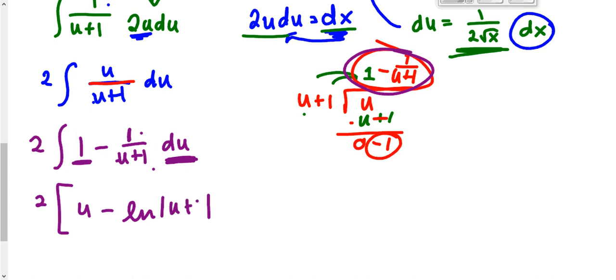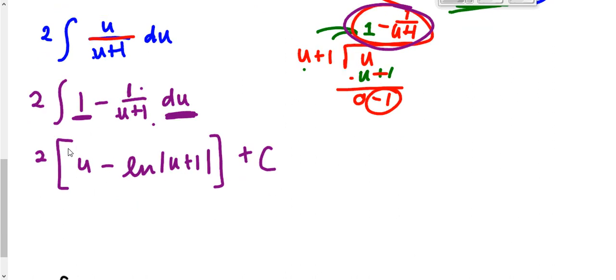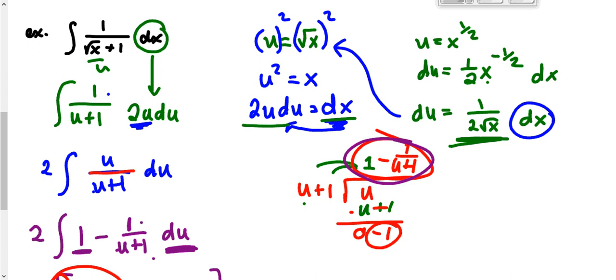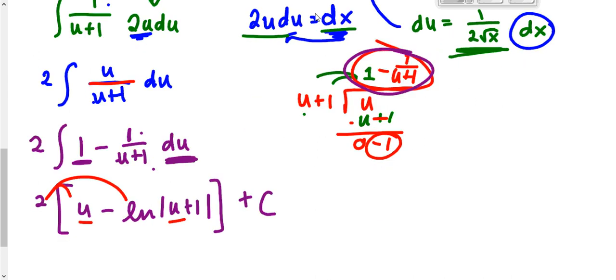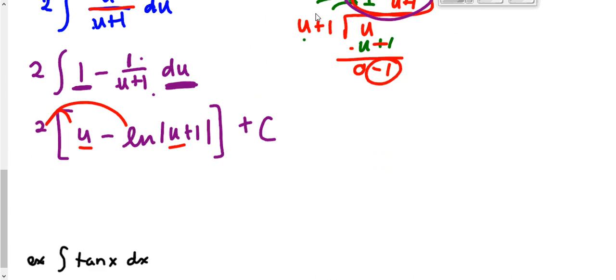So it's going to be just u plus 1. Kind of skip the u substitution there. And then plus c. And then we can put our x's back in. So we'll distribute this 2 again and put our x's. So u is the square root of x. So that's what we're going to put. So we have 2u minus 2 ln of u plus 1 plus c.